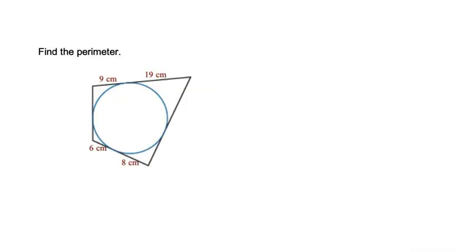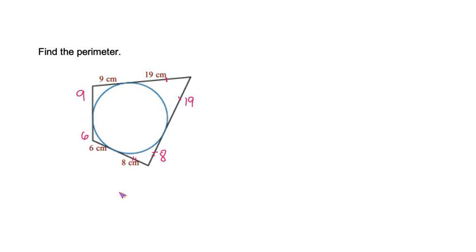Another example that I've chosen says find the perimeter. Well, I need you to remember the rule that we talked about, that the tangents that are drawn from the same exterior point are congruent. So this segment is congruent to this segment. That makes this also 19 centimeters. Okay. We also know that this segment is congruent to this one. So this would be 8. For the same reason, this one is 6, and this one is 9.